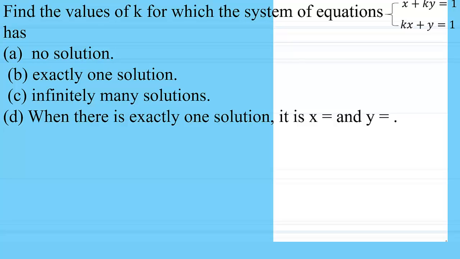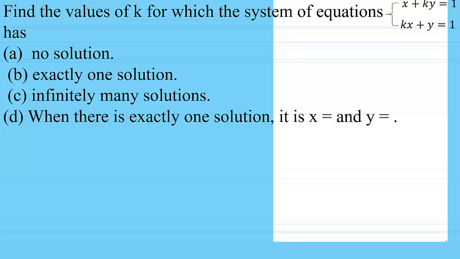Here is a linear algebra question. Find the values of k for which the system of equations has no solution. To do that, we need to put this equation in row echelon form. So let's find the augmented matrix.